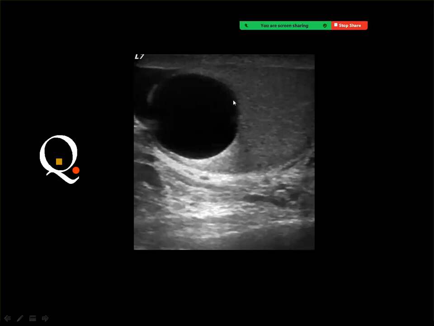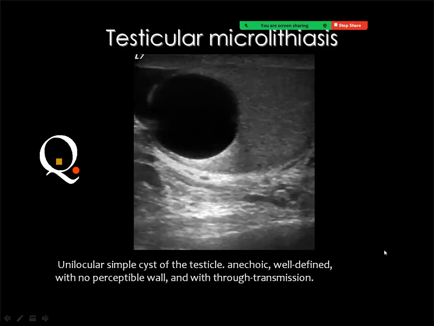And this is a simple cyst, and this is showing all the criteria of simple cyst anywhere in the body, with acoustic enhancement and hypoechoic or anechoic content, very thin, thin wall, and no internal septations, no calcifications, and no mural nodules. And the testis can show. So this is not testicular microlithiasis. This is simple testicular cyst.